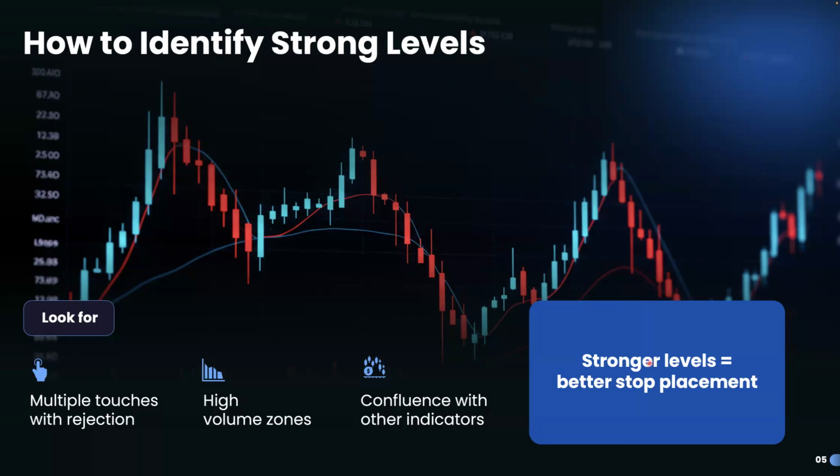And then you'll see over here, I have stronger levels, better stop placement. The idea behind trading, especially when options trading on lower time frames, is you want to be able to know, hey, I'm willing to get into the trade here, but I also know where to get out. And be willing to bail out when you have to bail out.